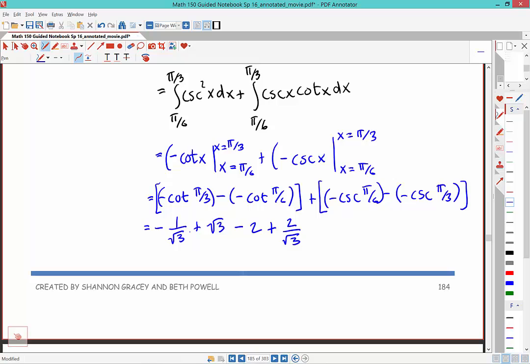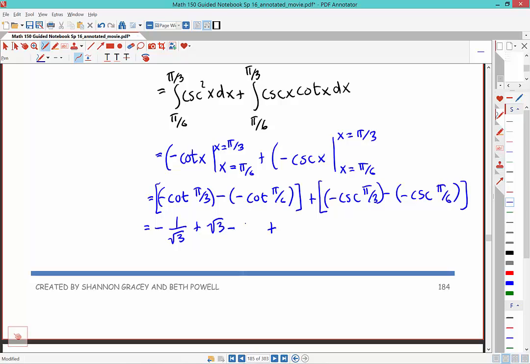I should have done pi over 3 and then minus pi over 6, so it would switch these. So this would end up being minus cosecant at pi over 3 was the 2 over root 3, and then plus that guy is going to be 2.